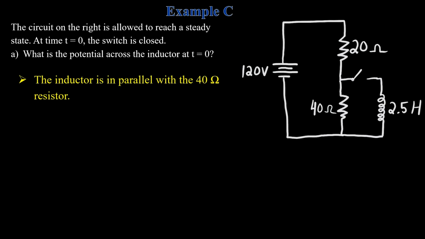So part A on this question says, what's the potential across the inductor? Well, this is not the same as the circuits we were looking at earlier where the inductor is going to get all the back EMF of the battery. So here, there's going to be a back EMF in the inductor, but it's not going to be the full 120 volts of the battery. And that's because it's in parallel with the 40 ohm resistor. So it's only going to get the voltage of that resistor.